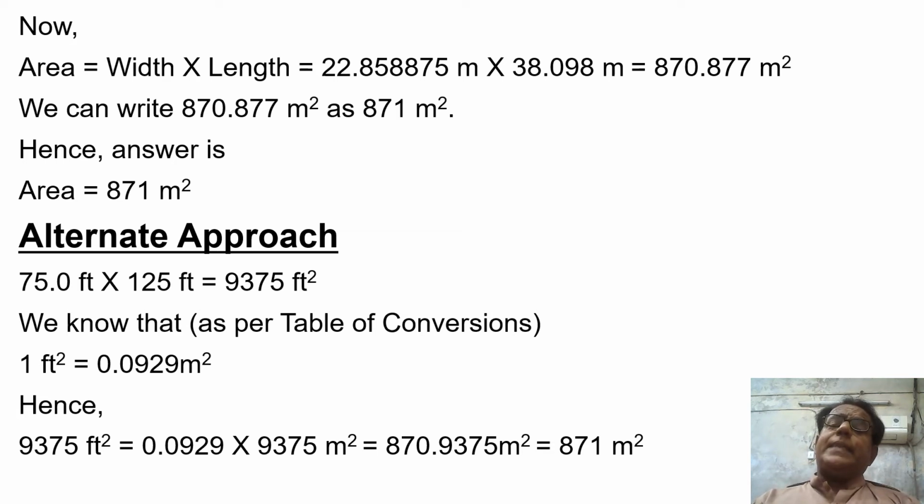Hence 9375 feet square is equal to 0.0929 into 9375 meter square, which is alternatively equal to 870.9375 meter square, which is alternatively equal to 875 meter square. And as I previously said, I will say nothing on this point that 870.9375 meter square can be written equal to 871 meter square.